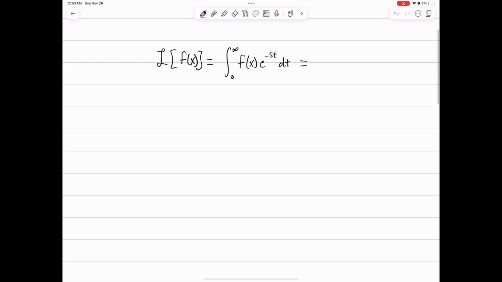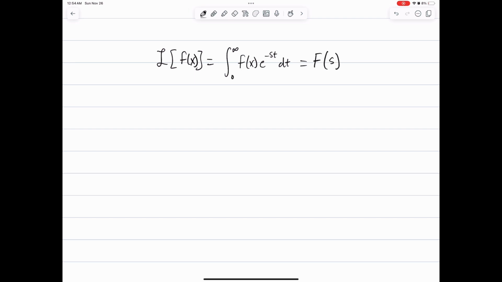The Laplace transform of a function f of t is equal to the improper integral from 0 to infinity of the function f of t times e to the negative st dt. The resulting transformed function will be in terms of s, and we'll call that capital F of s.